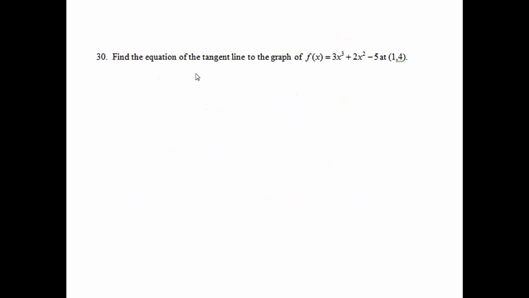Okay, number 30. Find the equation of the tangent line to the graph of f of x equals 3x cubed plus 2x squared minus 5 at the point 1, 4. So when we're done, we're going to have an equation that looks like y equals mx plus b. So the first thing we want to do is find that slope, which in this case will be the derivative. So the f prime will equal 9x squared plus 4x.